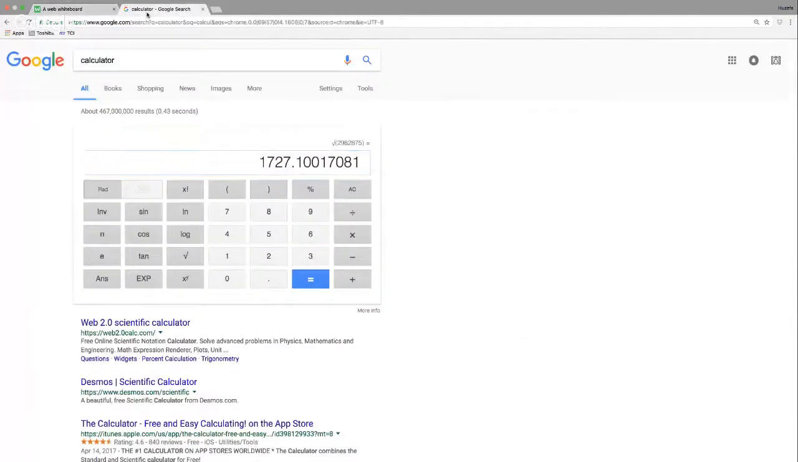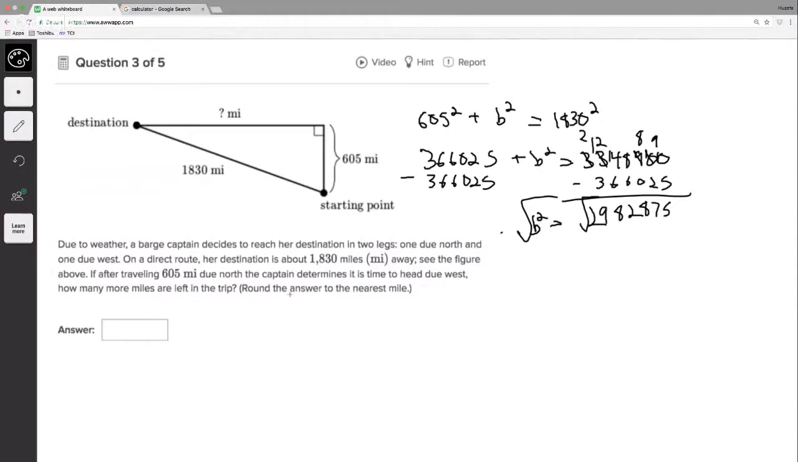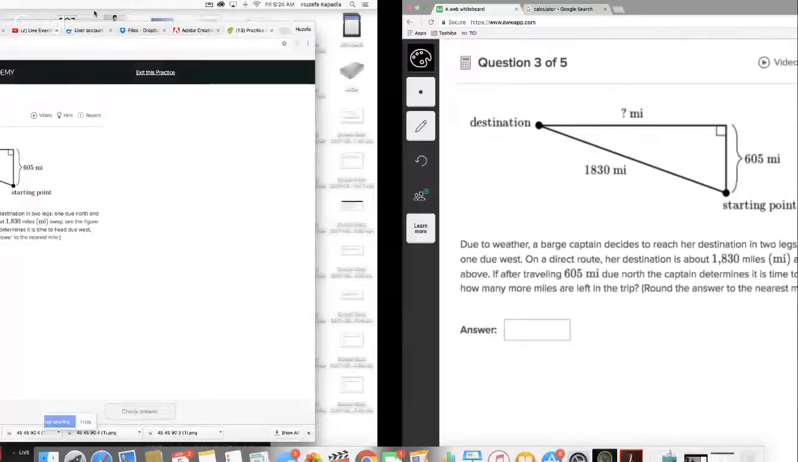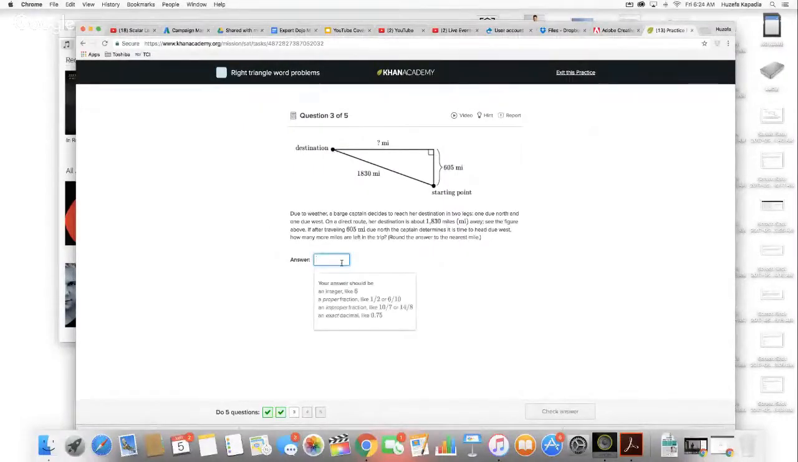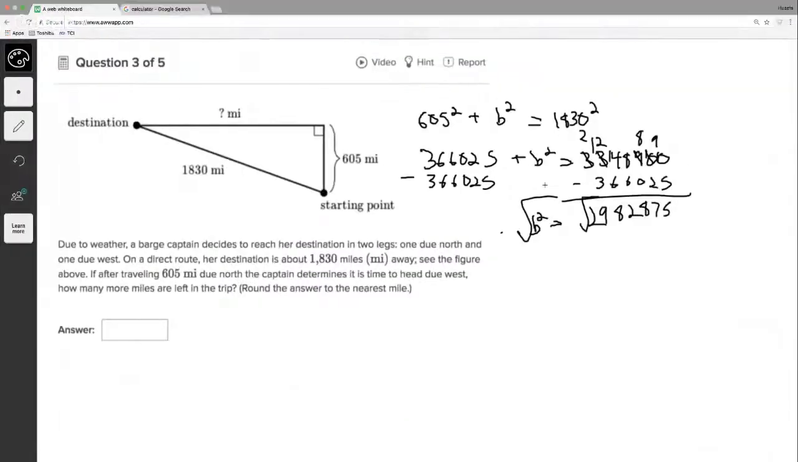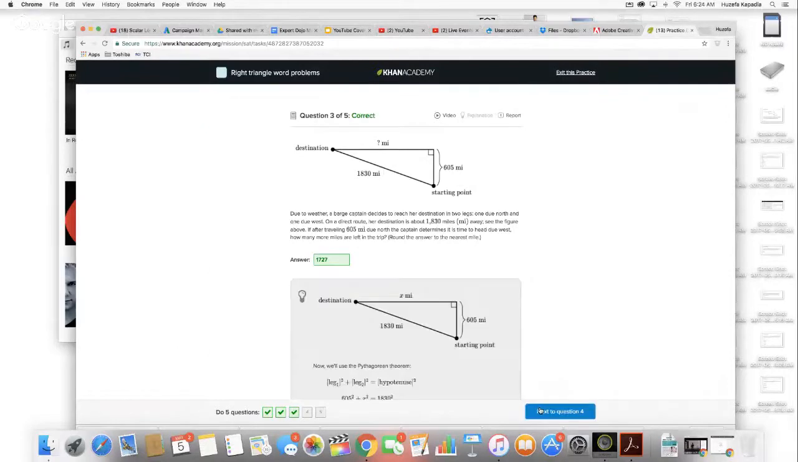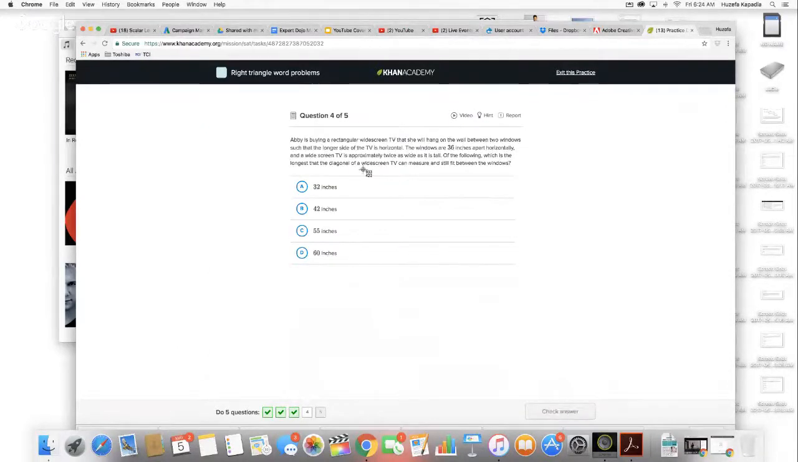Yes. So it's 1727 point something, and the nearest mile. So 1727. And you actually should have known it had to be nearest mile because you can't have greater than four digits in these questions. I think that's right. Was it 1727? Yeah, it was. Beautiful. Two questions left, and then we begin our day.